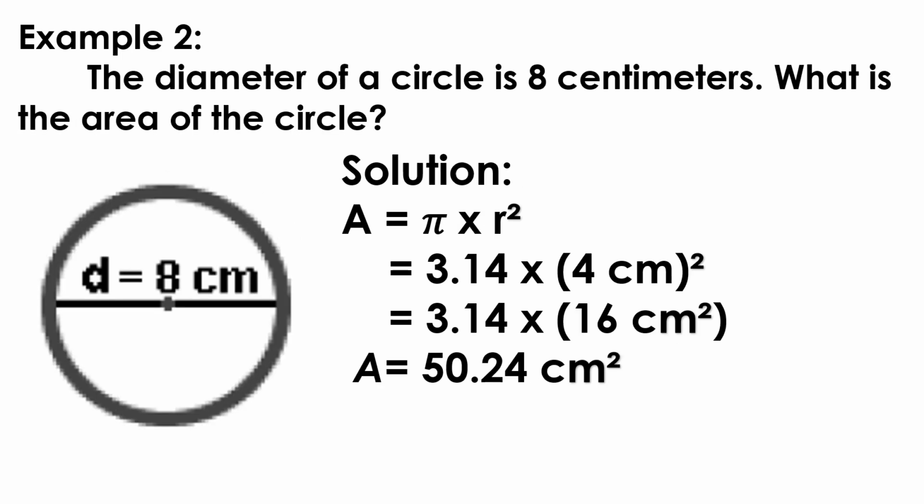Example number 2. The diameter of a circle is 8 centimeters. What is the area of the circle? Since the given is diameter, we have to divide it by 2, which will give us the equivalent of radius, which is equal to 4 centimeters. So A is equal to pi times r squared is equal to 3.14 times 4 centimeters squared, which is equal to 3.14 times 16 centimeters squared. Then the answer is A is equal to 50.24 centimeters squared.